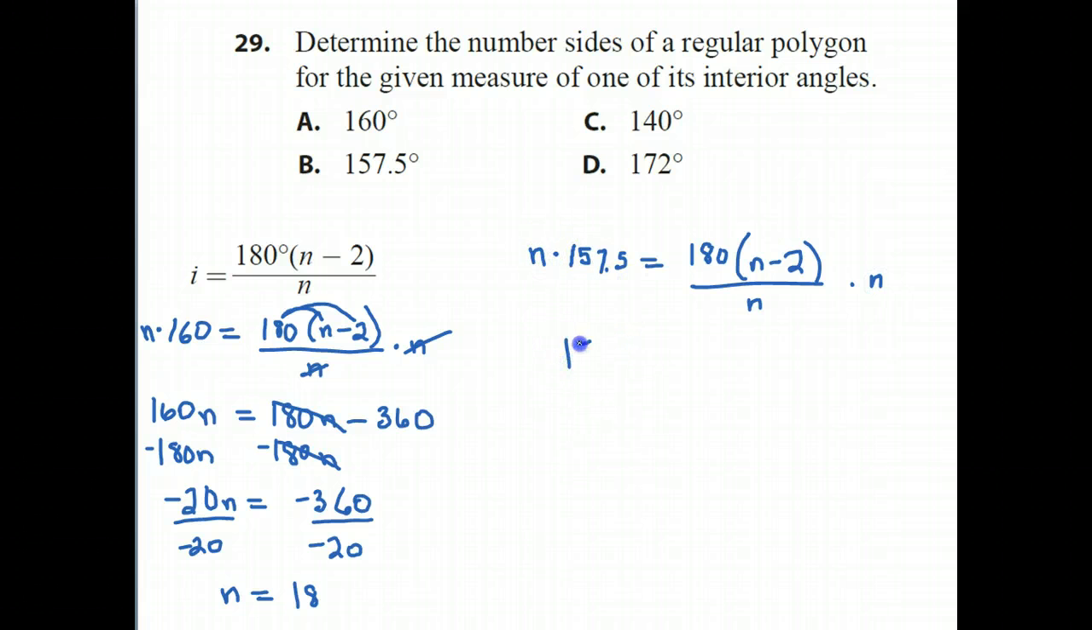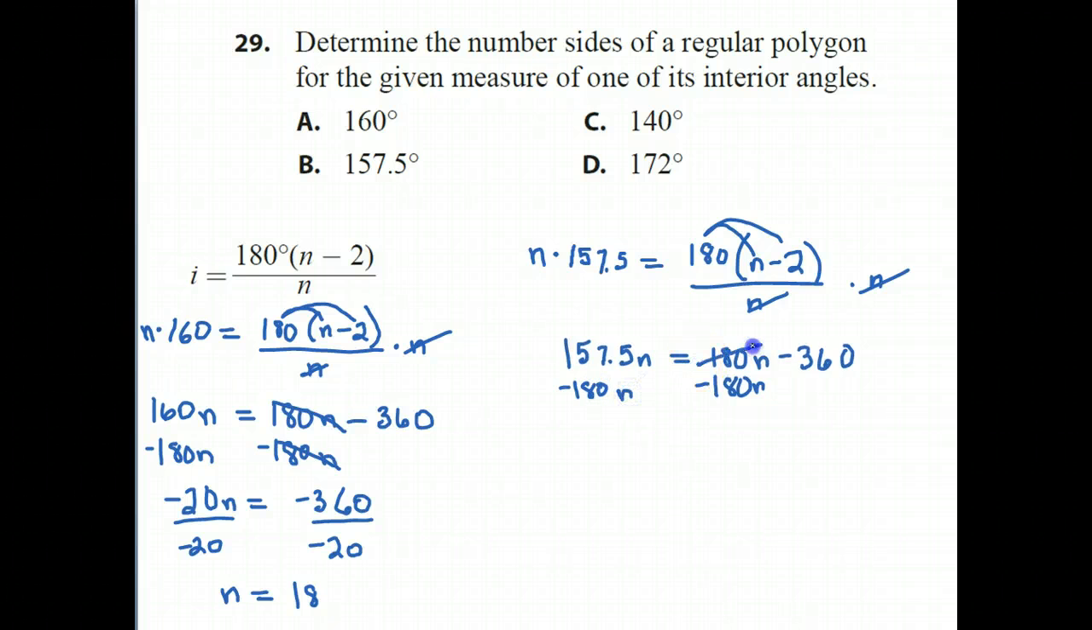And we'd have 157.5n. On this side, the n's cancel, the denominator and numerator cancel on the right side, and then we will distribute 180 times n, 180 times 2, negative 2. So 180n minus 360. And again, you can subtract 180n to get all of the n's onto the left.